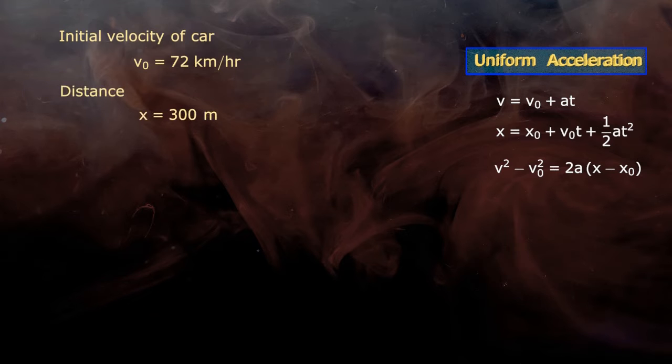Now let's see what the given data is and what is to be found out. The initial velocity of the car, V0, is given, that is 72 km per hour. The signal is 300 meters ahead, so x is equal to 300 meters.